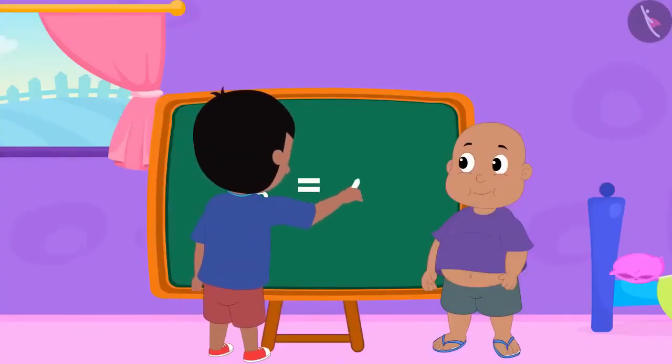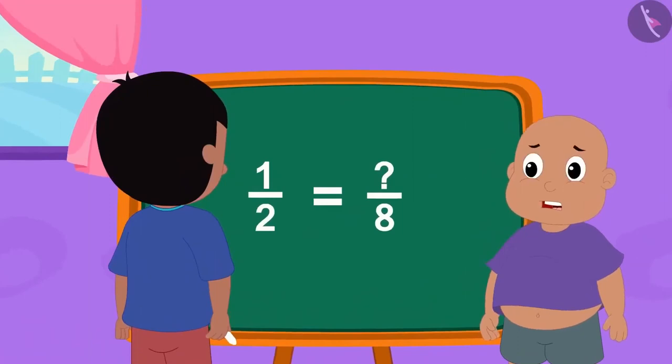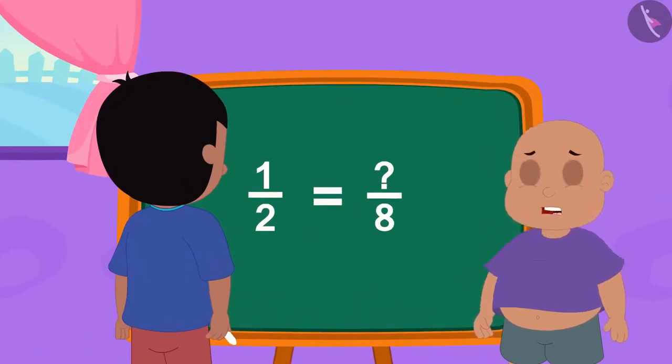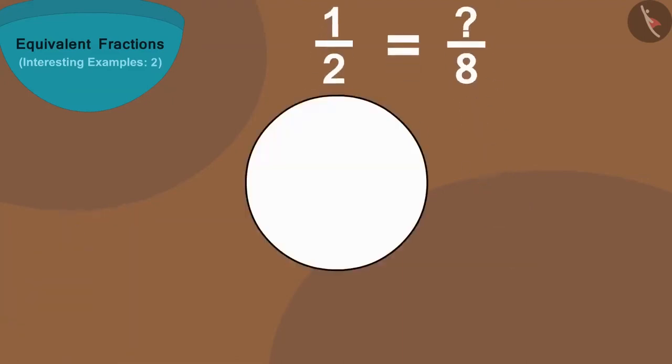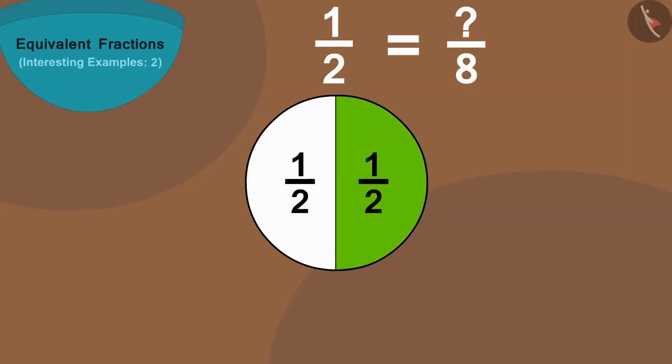Raju first wrote this fraction. Bablu started finding the fraction. Children, can you help Bablu? Raju wrote this fraction. Here, the number 2 shows how many parts of a thing are created. And the number 1 shows that we took one of those 2 parts. Like, if we divide this circle into 2 equal parts and fill color in one part, then we can write the colored part of the circle in the form of a fraction in this way as 1 by 2.